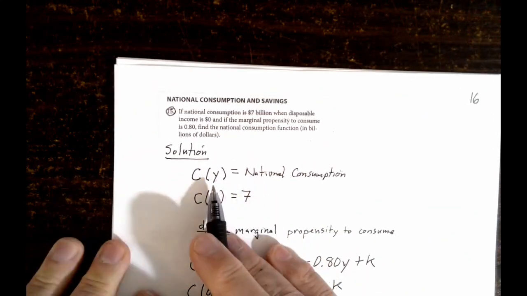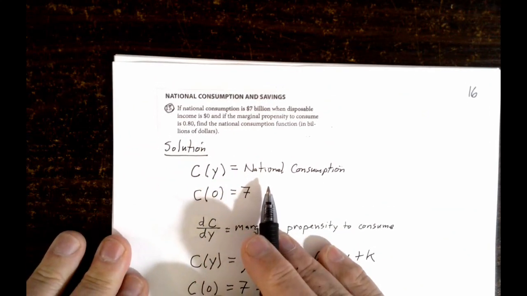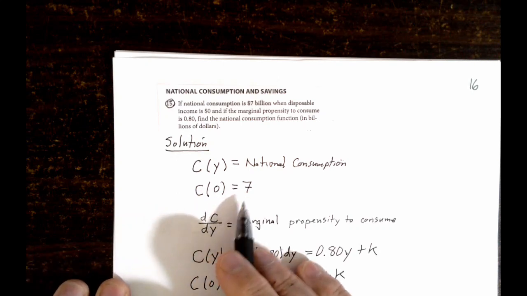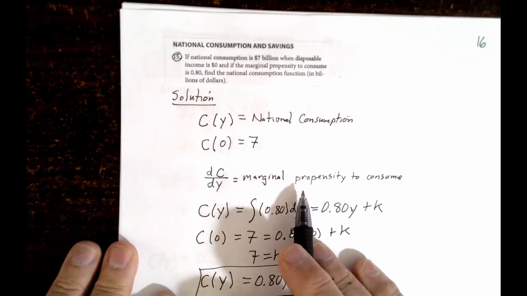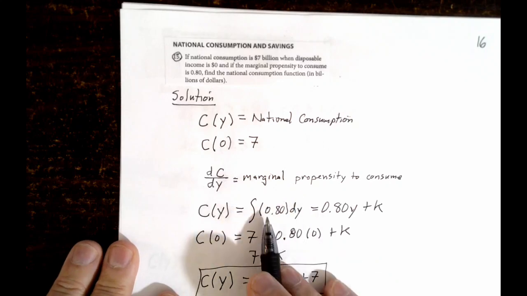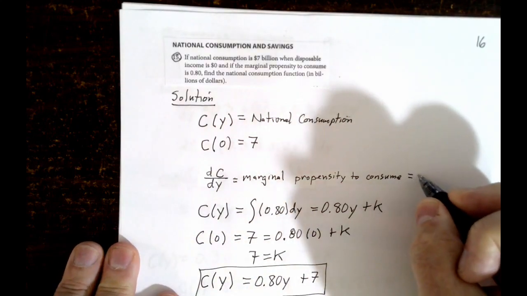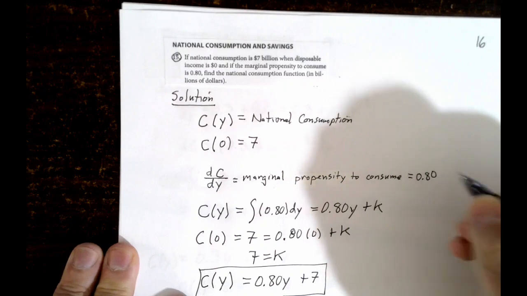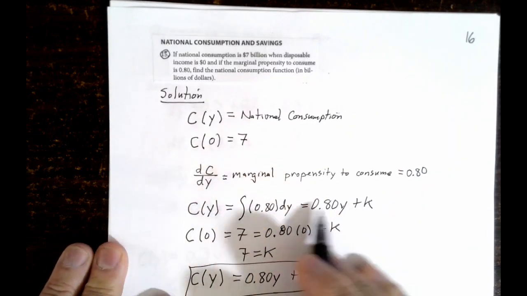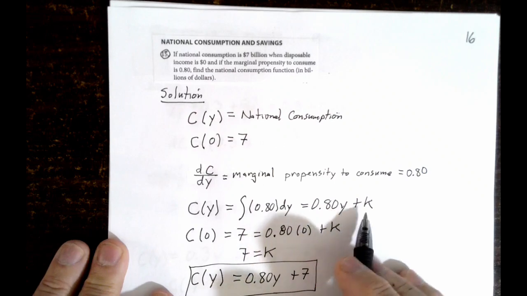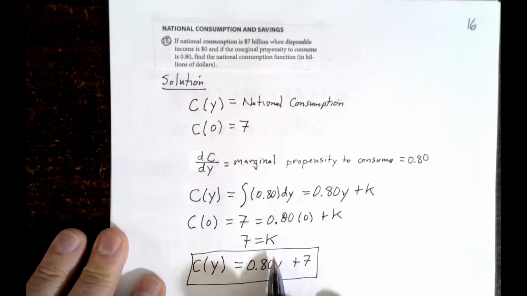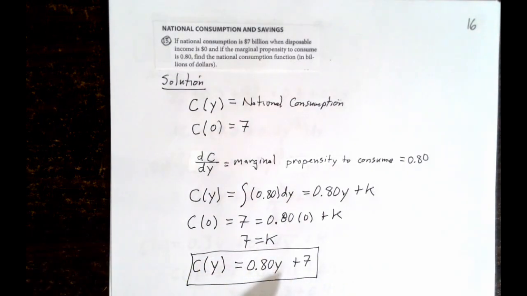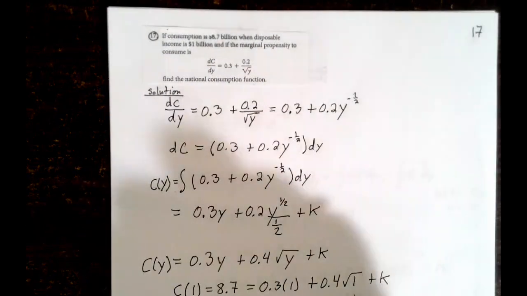15, your national consumption is C. And we know C of 0 equals 7. We'll use that a little bit later. So our marginal propensity to consume equals 0.80. And we integrate that and we get 0.80y plus k. And now we use the C of 0 equals 7 to nail down what k is, and k ends up being 7. So there's your national consumption function.